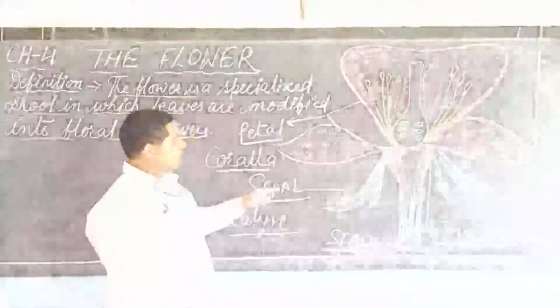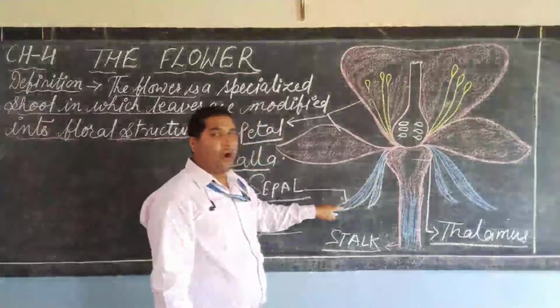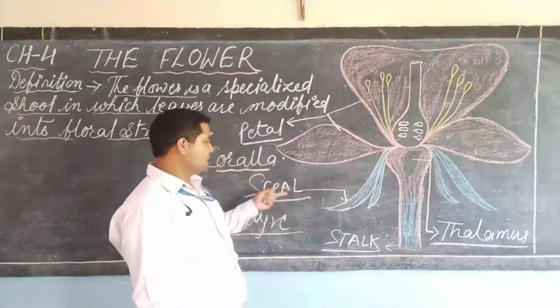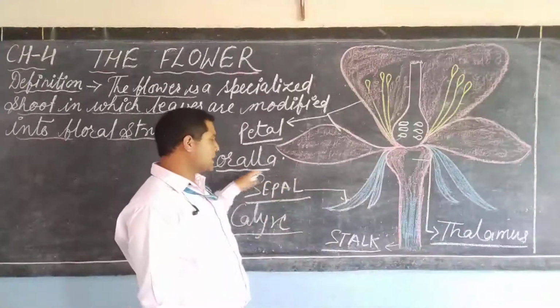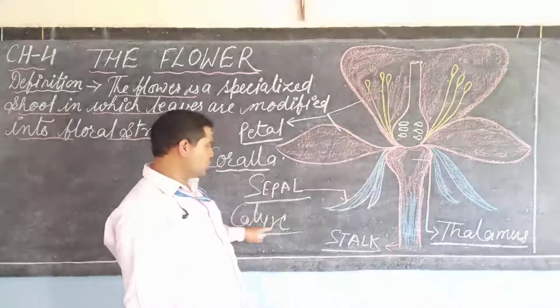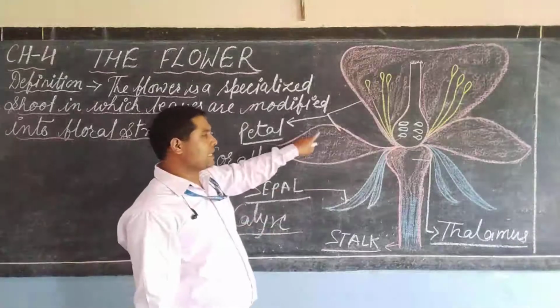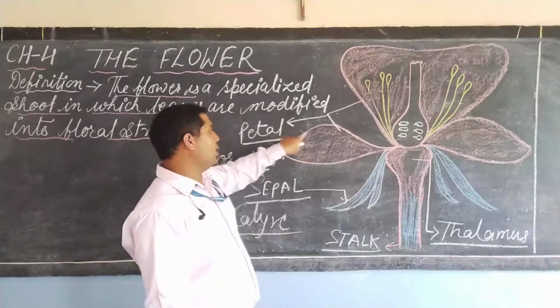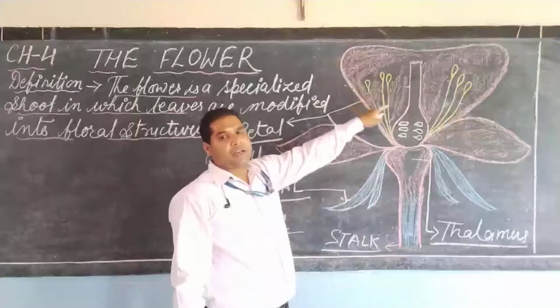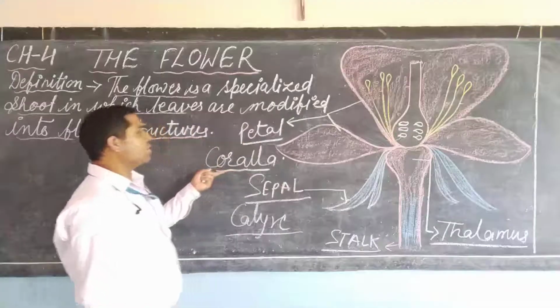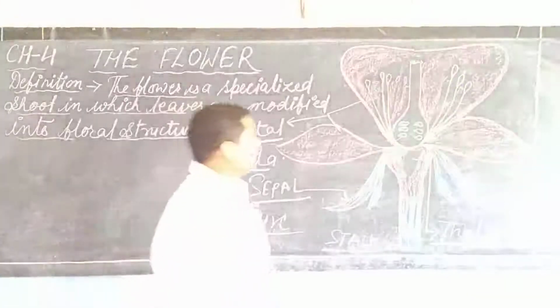So the green part of the flower is known as a sepal. When we denote a single one it is a sepal, but the collective form of the sepal is known as a calyx. Whereas the single colored part of the flower is known as a petal, but the collective colored part is known as a corolla.